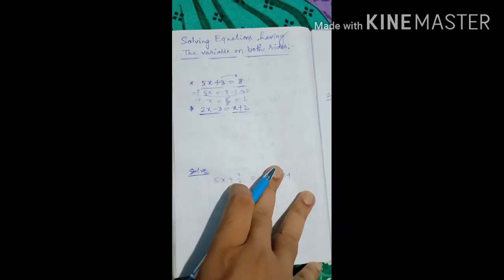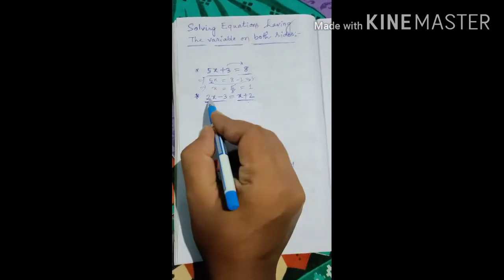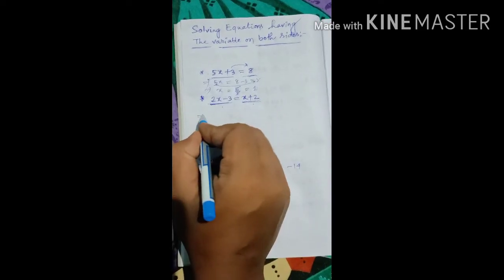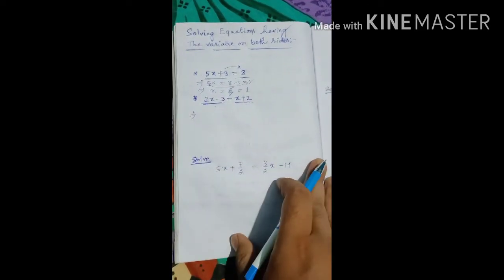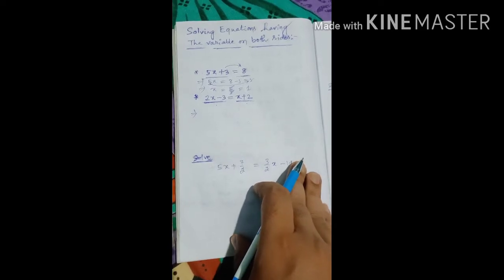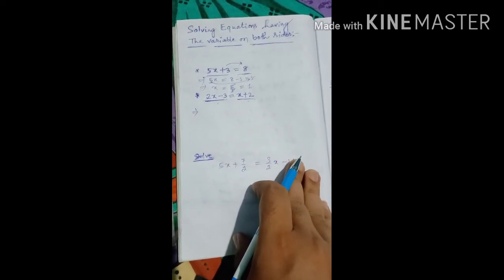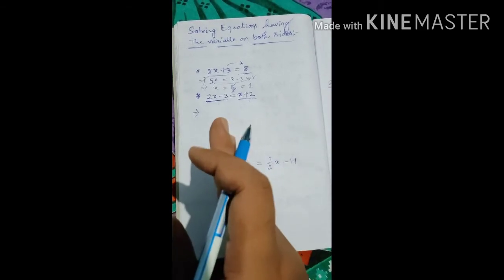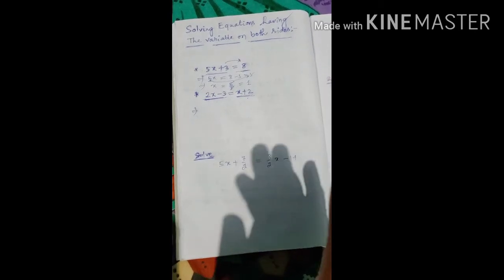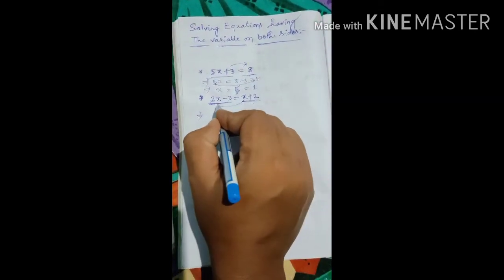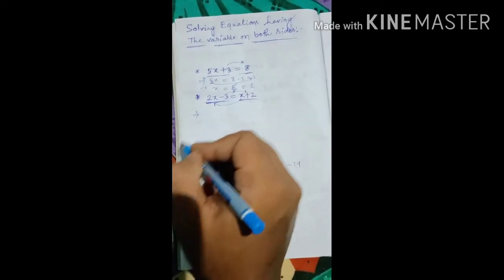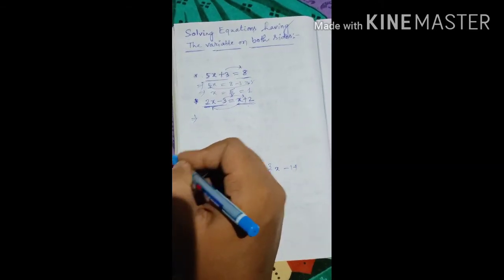So next come to the second example where we will solve this. In this case what will we do? At first we will transpose the variable to one side and we will transpose the number to the other side right now. So let's do. We will transpose x to the left hand side and we will transpose minus 3 to the right hand side. What will happen?